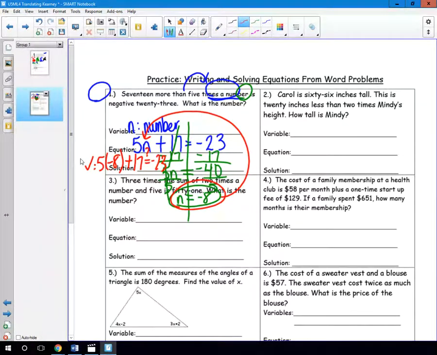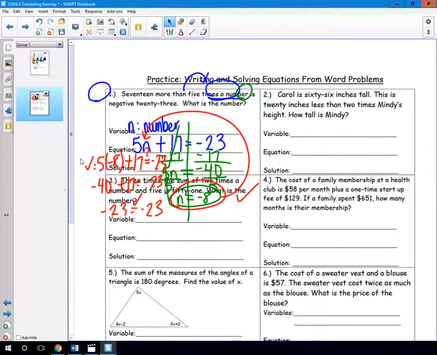5 times negative 8 is negative 40. Negative 40 plus 17. The signs are different, so I would subtract. 40 minus 17 is 23. Take the sign of the bigger number, which is negative. Does negative 23 equal negative 23? Yes, it does. So we know that is correct.